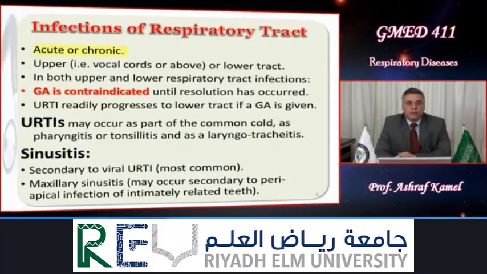Infections of the respiratory tract. Is it acute or chronic? Is it upper or lower respiratory tract? The demarcating line is at the level of the larynx, at the level of the vocal cords. From the larynx and above, this is the upper respiratory tract, and below the larynx, this is the lower respiratory tract.